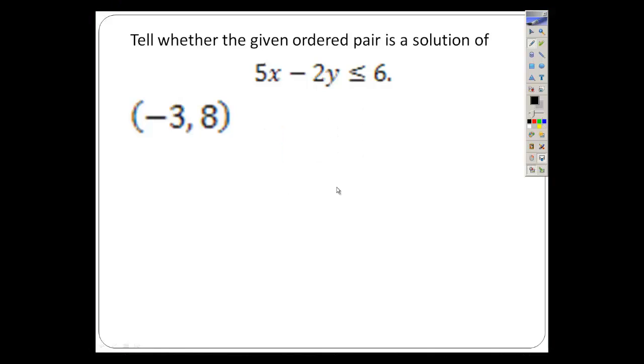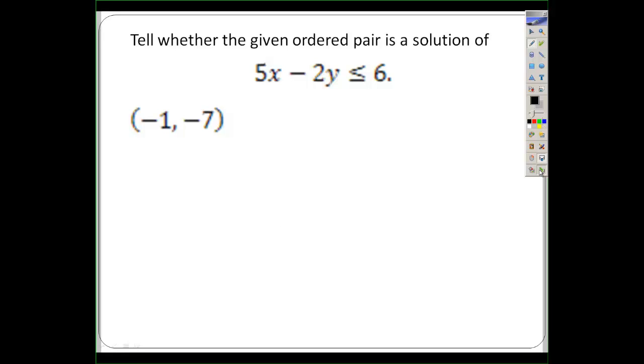And one more for good measure, so we all know what's going on. The point negative 1, negative 7. Is that a solution to this equation? Once again, it is only a solution if it makes a true statement at the end. There's x and y. 5 times negative 1 minus 2 times negative 7 is less than or equal to 6. Negative 5 plus 14 is 9, and 9 is less than or equal to 6. So I know that this is not a solution because 9 really is not less than or equal to 6.